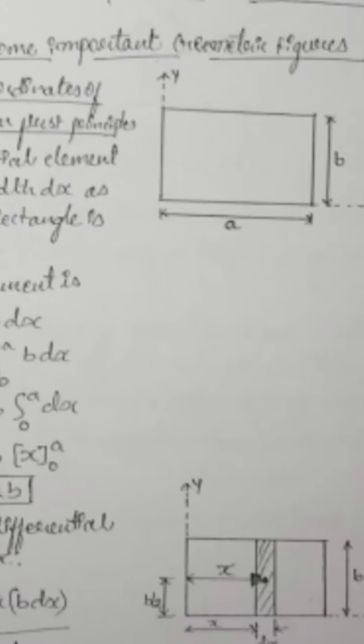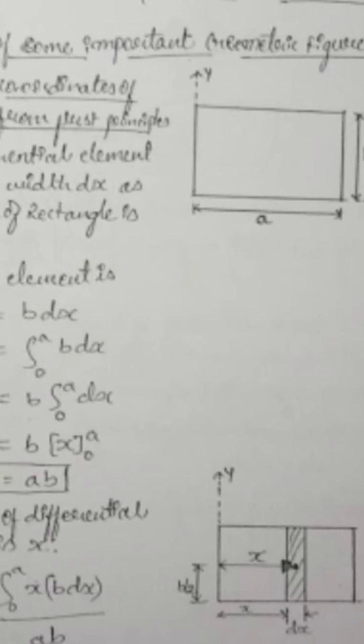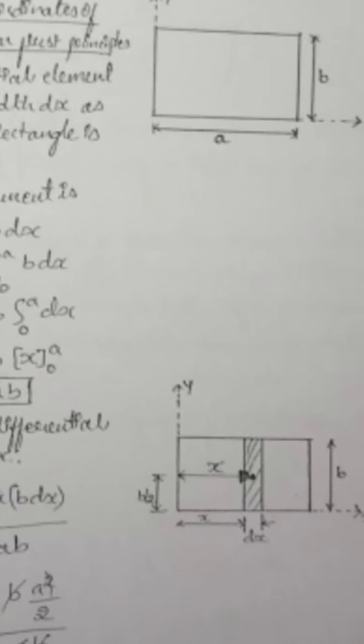Next, let me go for the derivation of determining the centroid of the rectangular sections. So this is a rectangle now. This is the rectangular section where a is the x-axis distance and b is the y-axis distance. The x-axis and y-axis are shown here. You have to determine the centroid of this section.